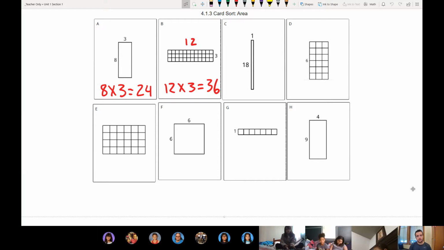All right, and then for C, Malia. I did 1 times 18, it's just 18. Yep, it's just 18. So an area of 18. So we have 24, 36, and 18 for our areas. All right, let's see. Adelina, do you want to give me D, E, and F?